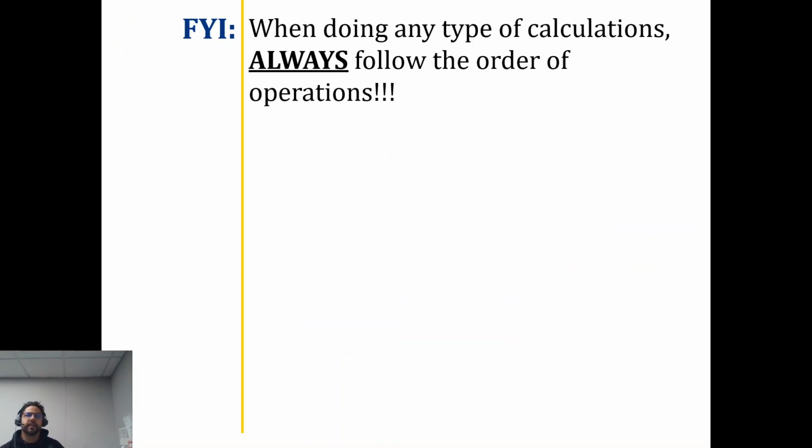All right. It says, when doing any type of calculations, always follow the order of operations. Remember, you're going to square, square, square, because it says r squared. Great news is, we're going to ask you to use the formula, do some substitution, and then calculator time. And then at the very end, we're most likely going to have to do some rounding.